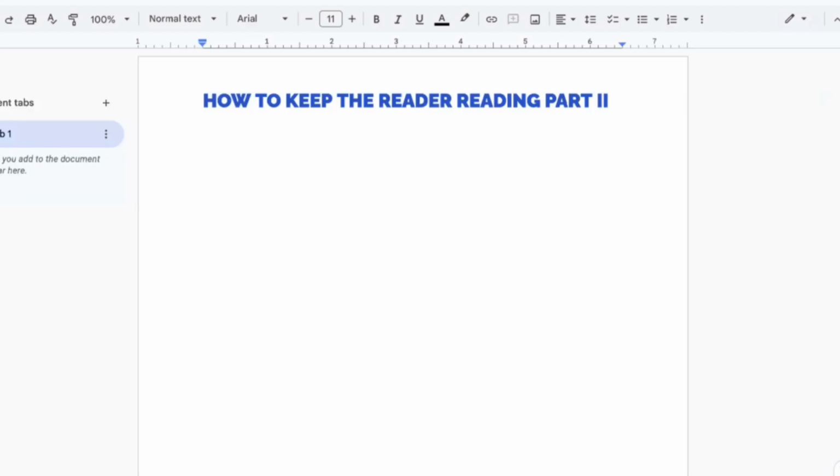Welcome to part 2 of how to keep the reader reading, my fellow writers. A few videos ago, we talked about how to hook them. Now we'll review how to keep them reading and turning pages by having some airtight transitions.